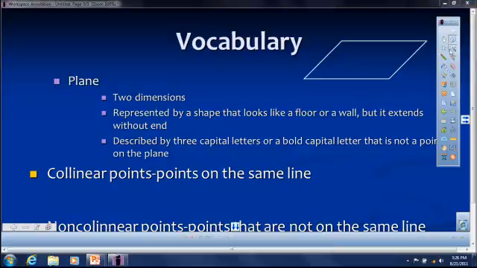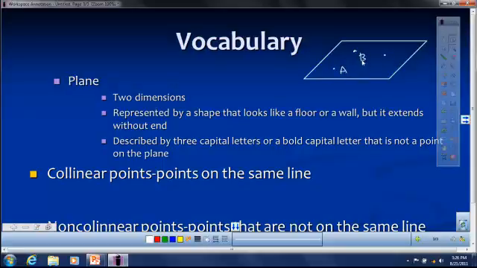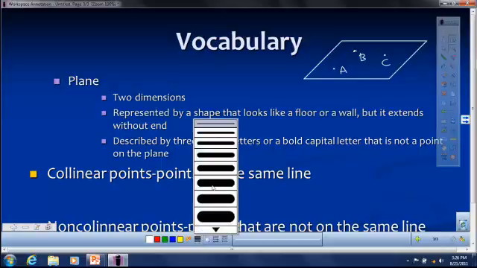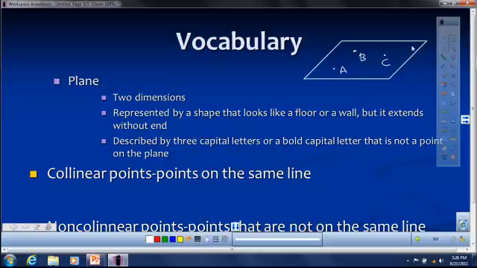In order to describe a plane, we use 3 capital letters. So we have to have 3 points to make a plane. 2 points make a line, and 3 points make a plane. So we've got that. Or the other thing we can do is we can take a letter such as M, put it in the corner here, and this is not connected to a point, so we could call this plane M.